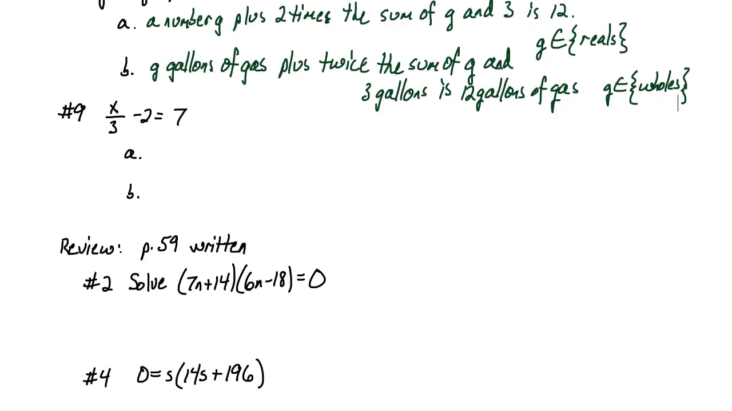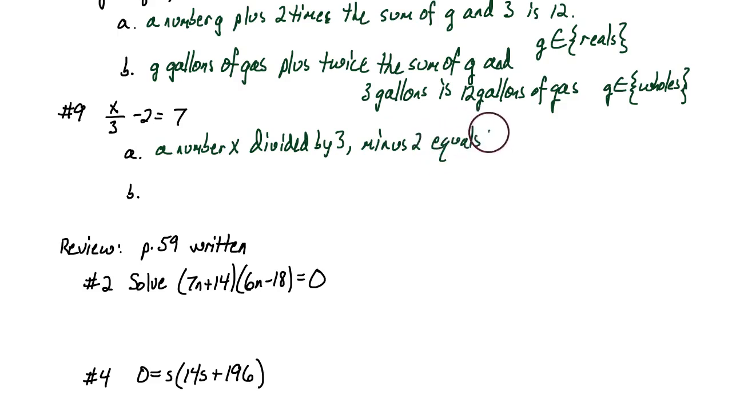Number 9 is the last one of these kind of problems. First, the literal translation. You might speak this statement like this. A number x divided by 3 minus 2 is equal to 7. With no real-world situation attached, x could be any real number.